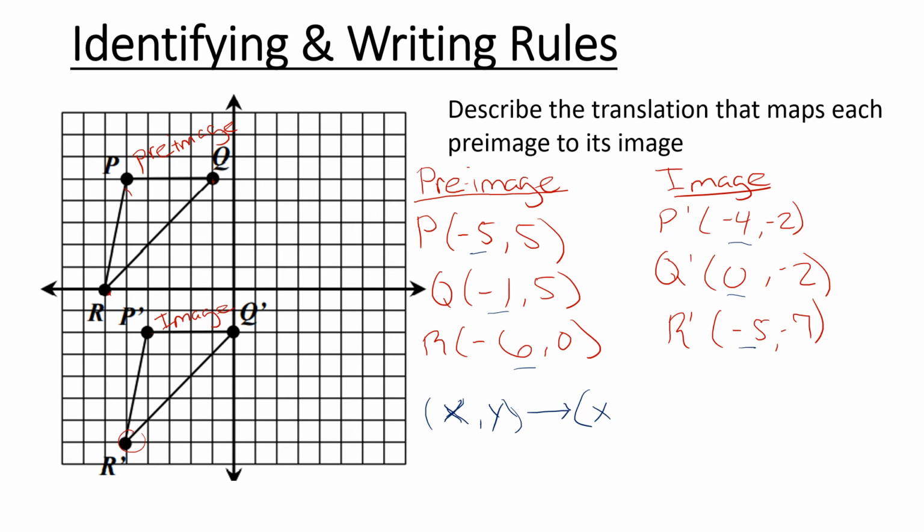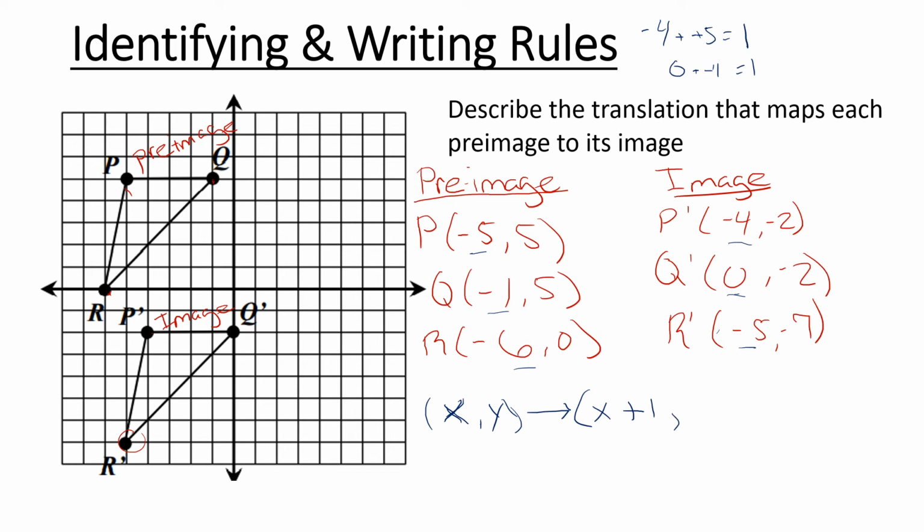If you could not see that, you could always just subtract the pre-image values from the image values. Just to show you, I'm going to write it up here. My x value for my image is -4. -4 minus -5, it's going to change to plus, that gives me 1. If I do the same thing, 0 minus -1 for Q prime to Q, that's just going to give me 1. So if you can't quite see the pattern there, you can always just subtract your pre-image from your image. But I can see that my x value is increasing by 1.